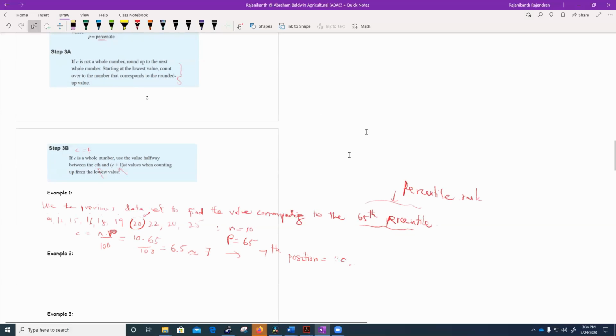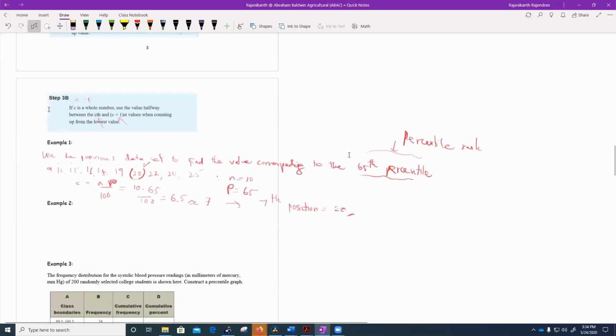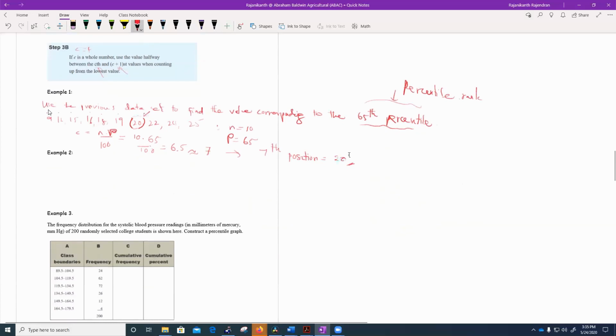Okay, so that is there. Now let's look at the same example for a different percentile rank. Let us find the data value corresponding to, say, the 30th percentile.